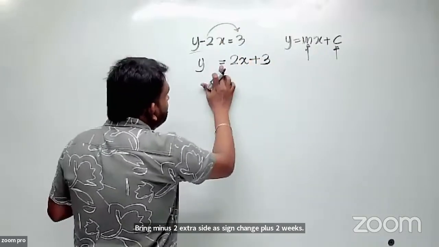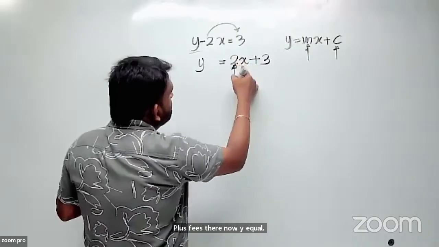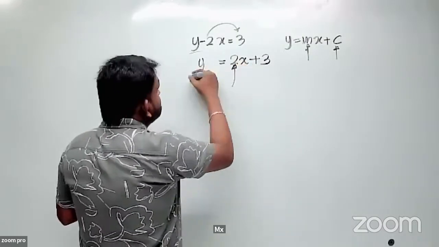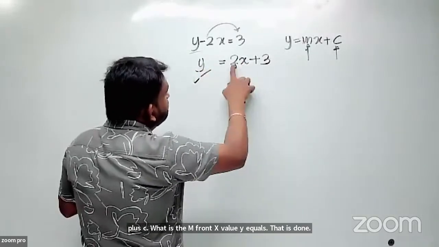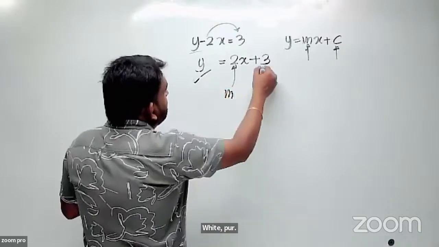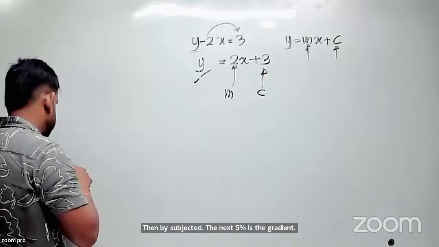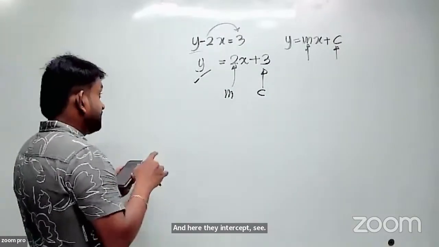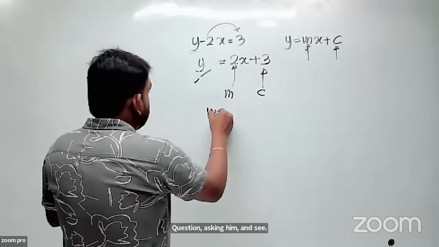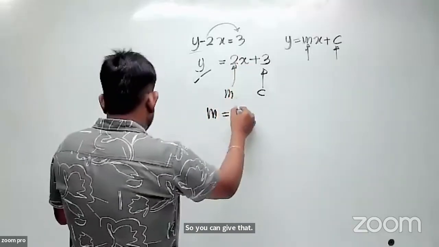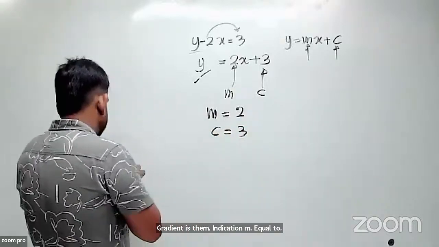Now y equals mx plus c. What is the m in front of the x value? Y equals should be there. Yes, that is done. Y equals, then y is the subject, the x coefficient is the gradient, and here the intercept is c. So what is the question asking? The question asks for m and c. So you can give that the gradient is m, so m equals 2 and c equals positive 3.